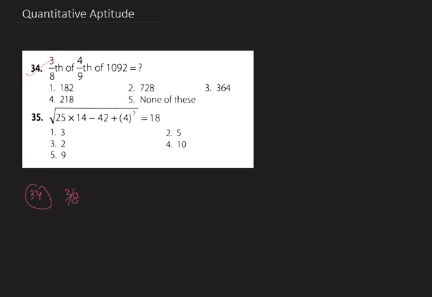3 by 8 of 4 by 9 of 1092 is equal to what? We need to find that. As we all know, of implies multiplication.